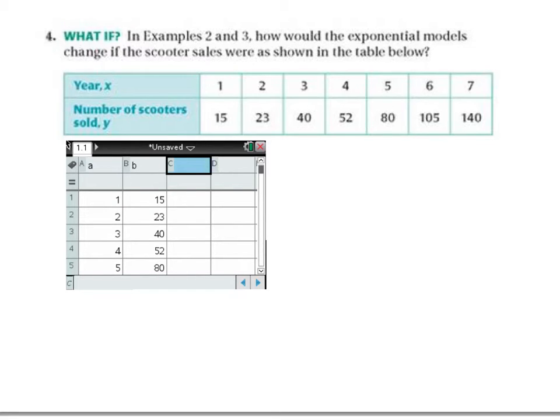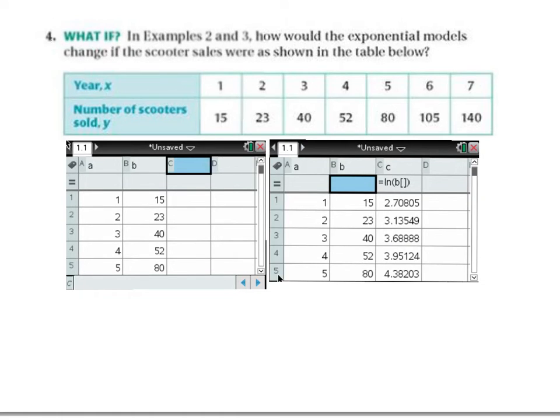Okay. Now, example 2 shows us what they want to do is take the natural log of the y data. Okay, so watch. So what you do is you go over into list 3 and you highlight at the very top of the list 3 and you say natural log of list 2. And it does natural log of the y data. Okay?